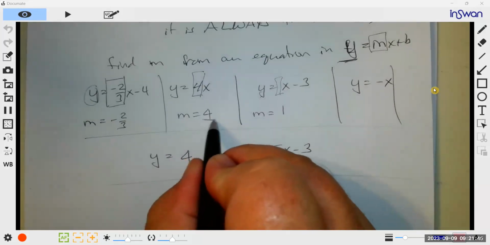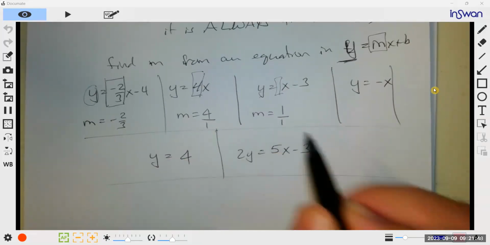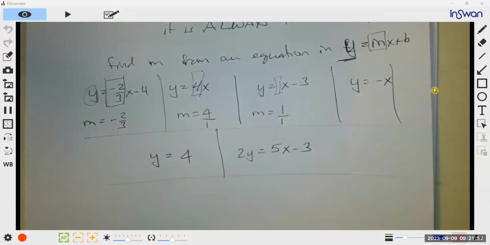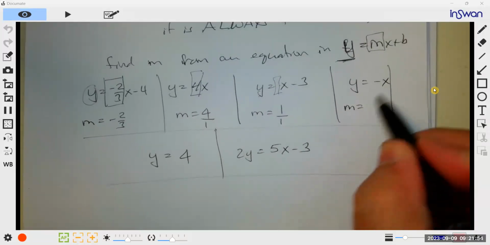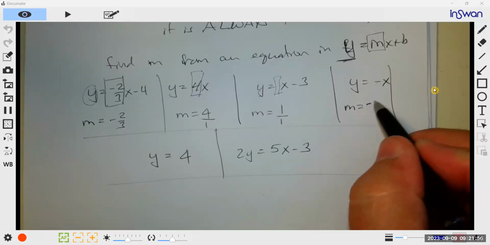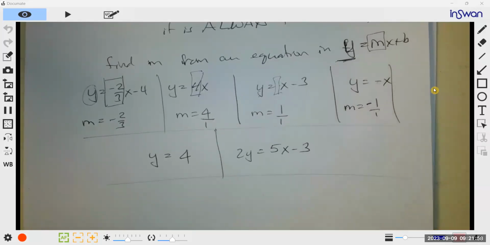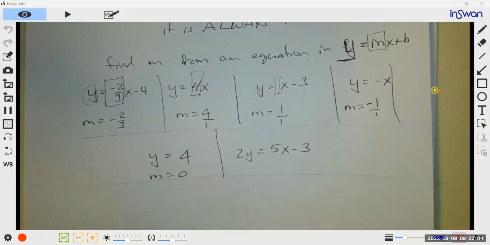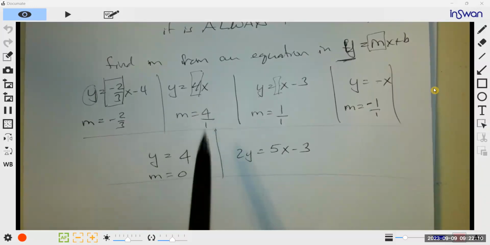Remember, these are always fractions. If it's a solid number, it's over 1. If there's nothing, it's a 1. If it's a negative x, then it's a negative 1 over 1. If there's no x, then it's 0, because the x is gone. 0 times x is gone.